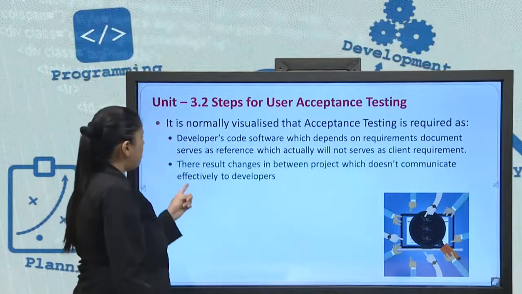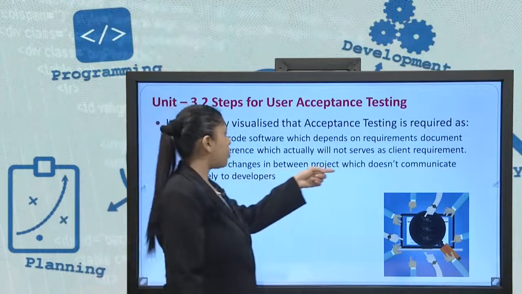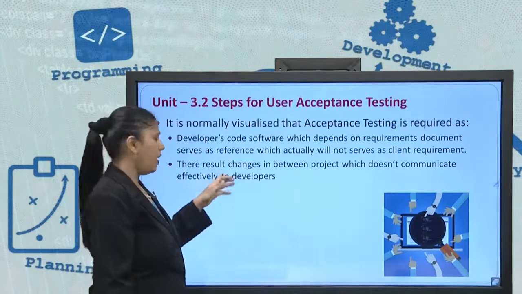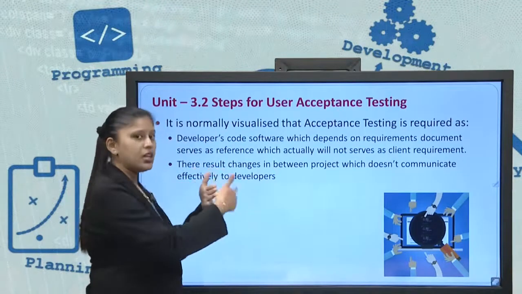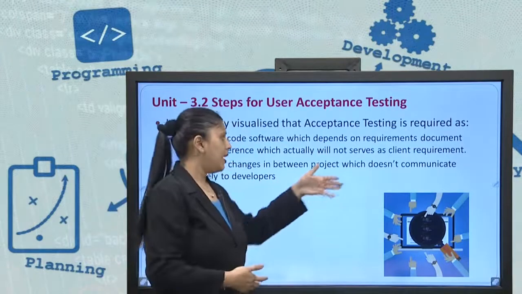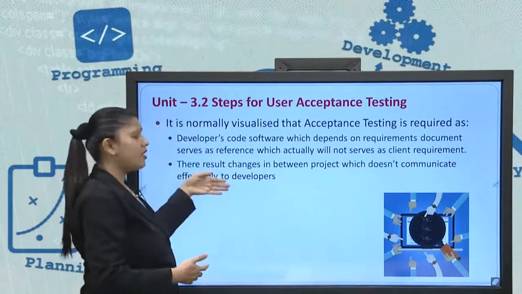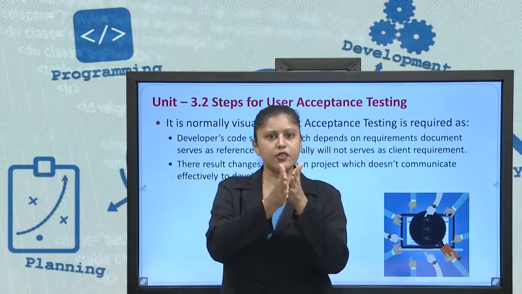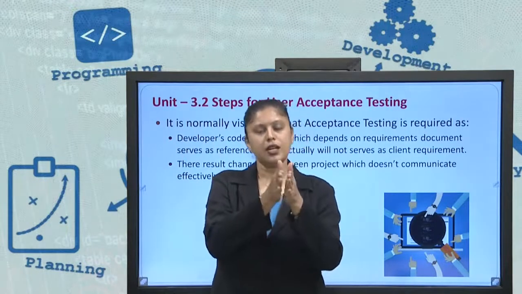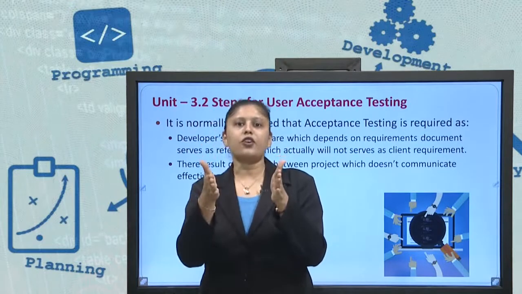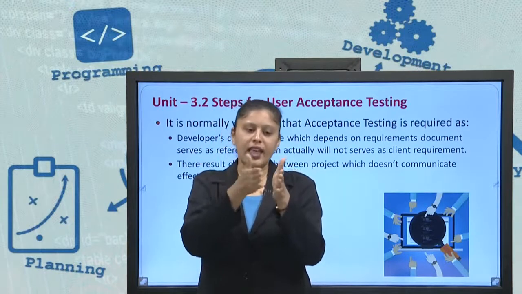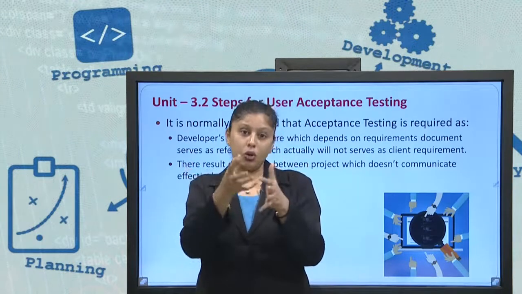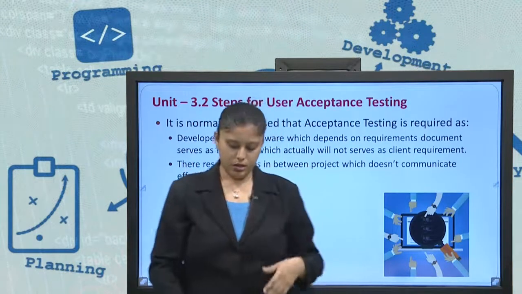It says there are result changes in between the project which don't communicate effectively to the developers. If my result keeps on changing between the project, then it will not communicate effectively to my developers. When a particular result is achieved and after that another set of results is achieved, between those two results, is it communicating properly with the code or not?